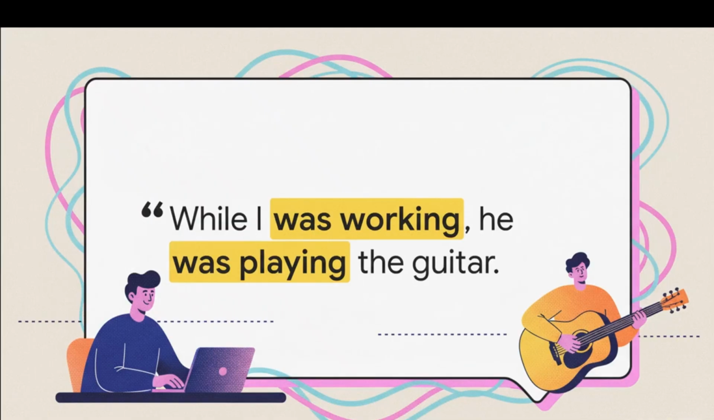And this is a perfect example of two things happening at the same time. See, my working and his guitar playing. They were parallel, ongoing actions. Neither one stopped the other, they were just happening together, coexisting in that same slice of time.